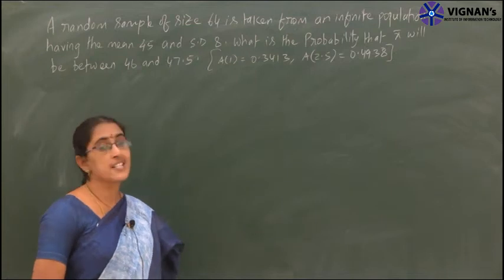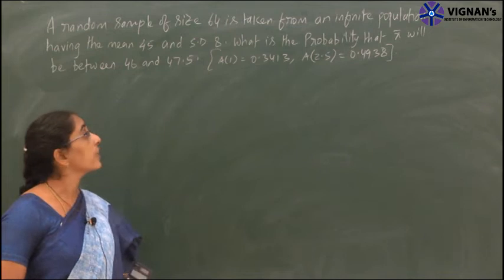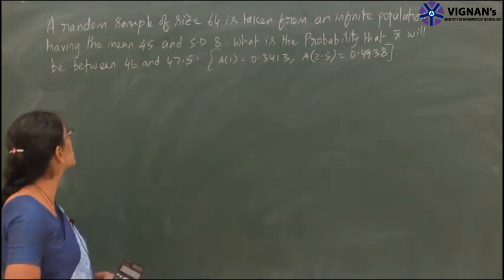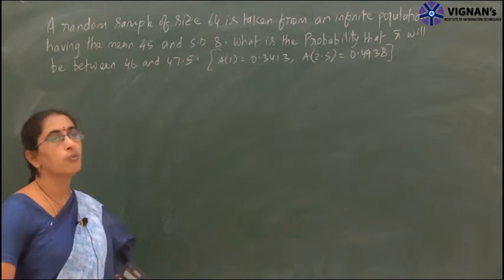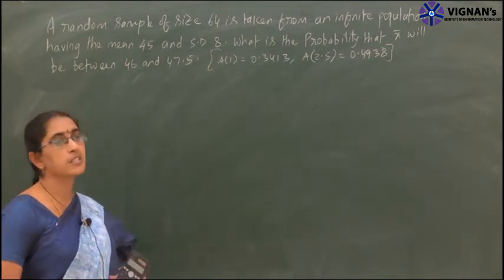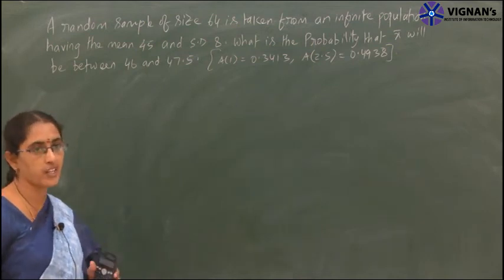Now let us see the last problem in this unit. A random sample of size 64 is taken from an infinite population having the mean 45 and standard deviation 8. What is the probability that x bar, means the sample mean, will be between 46 and 47.5?